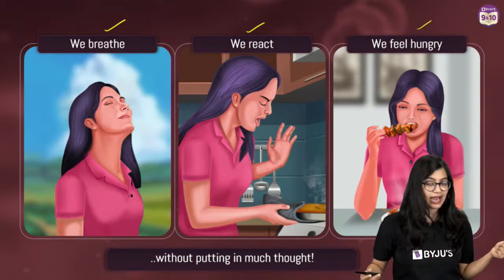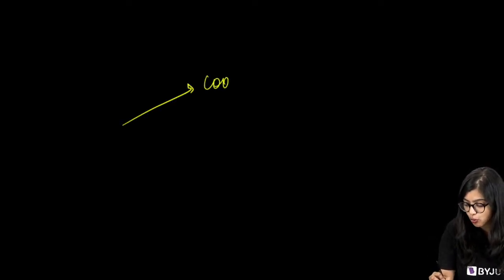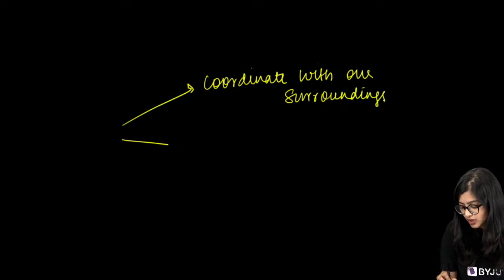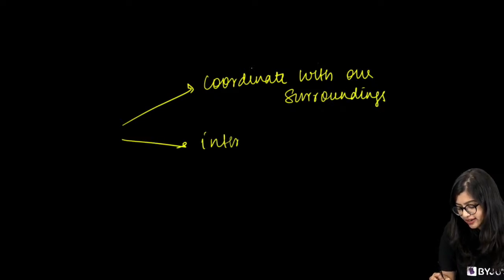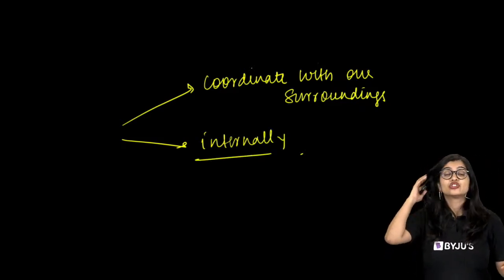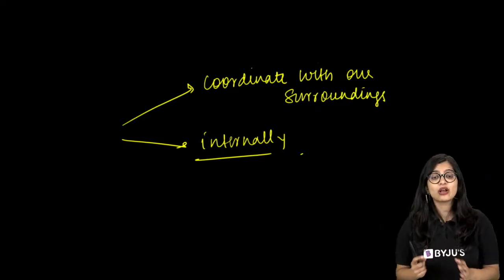So you understand that we human beings are able to coordinate with our surroundings. And we are able to coordinate various activities happening internally as well, right? So we see that there's so much coordination that is necessary. So how do we coordinate?